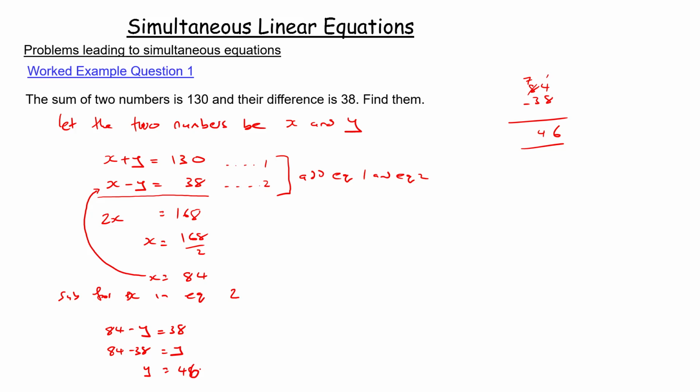And you can test the numbers then if you want. Add them together. 46 and 84 should give you 130. And if you subtract them, it should give you 38. Well, we know that it gives you 38 because we just worked it out. So that's how we form and then solve simultaneous equations. So hit pause, make some notes. When you're ready, hit play again, and we'll look at another example.